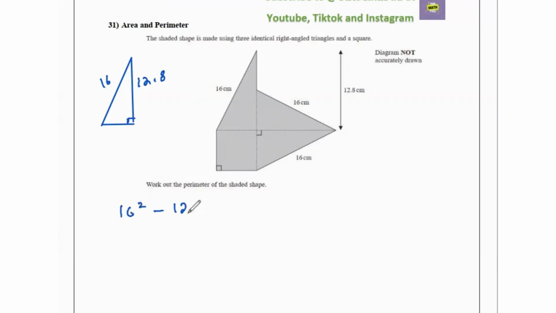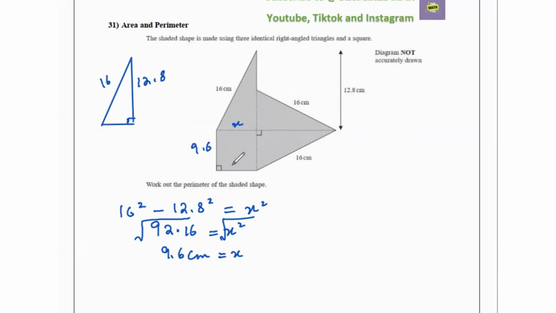16 squared minus 12.8 squared equals x squared. This is x. So that's going to be 92.16 equals x squared. Then we take the square root on both sides. That's 9.6 centimeters. That's x. So this is 9.6. This is 9.6. For this length over here, this is also 9.6. So this is going to be 12.8 minus 9.6, which is going to be 3.2.